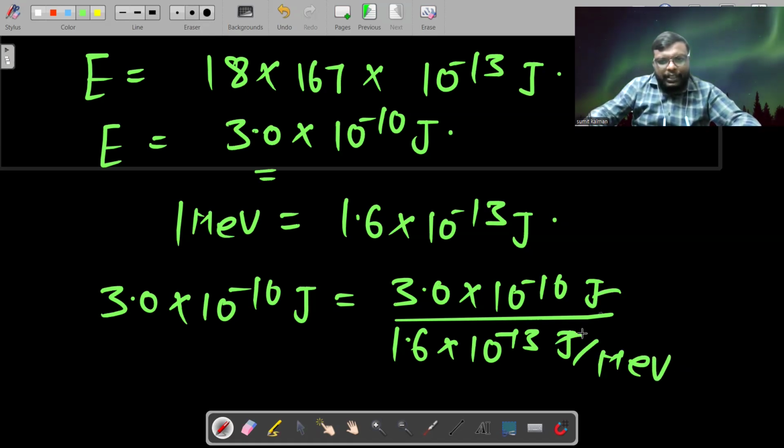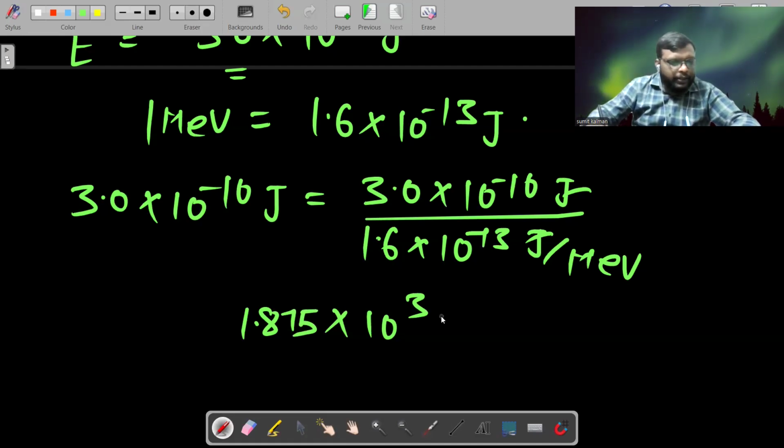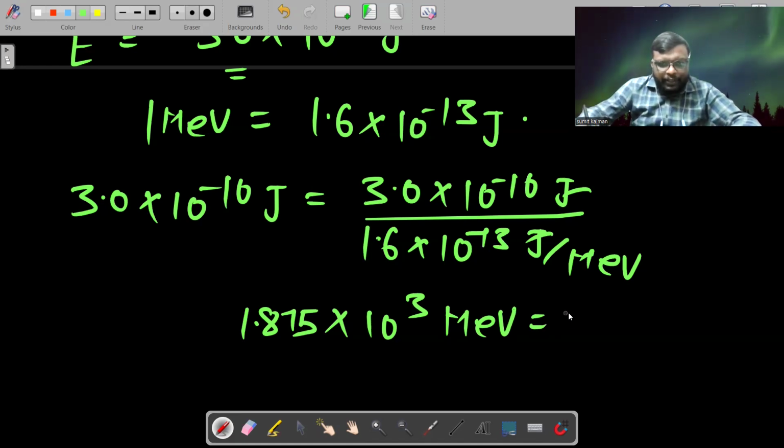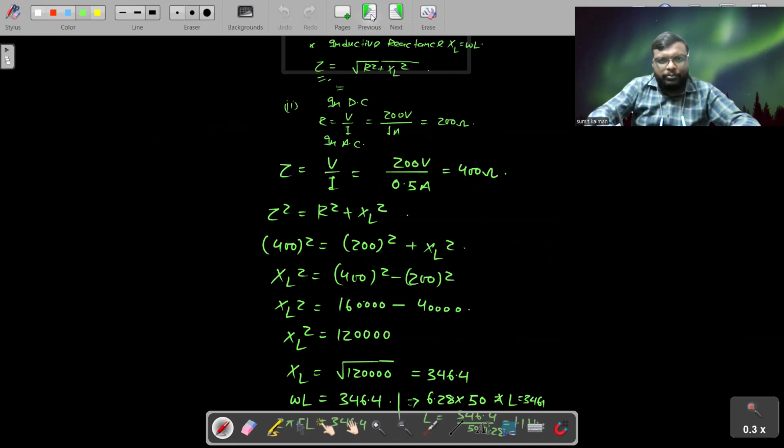So joule and joule will cancel out, and here it will come out in the power of 10 to the power 3. And if you simplify this, it will come out to be 1.75 into 10 to the power 3 mega electron volt. And if you further simplify it, it will come out to be 1875 mega electron volt. So this is the minimum energy. So this is the correct solution of this problem.